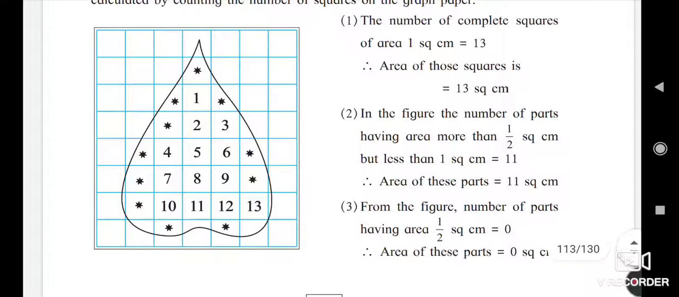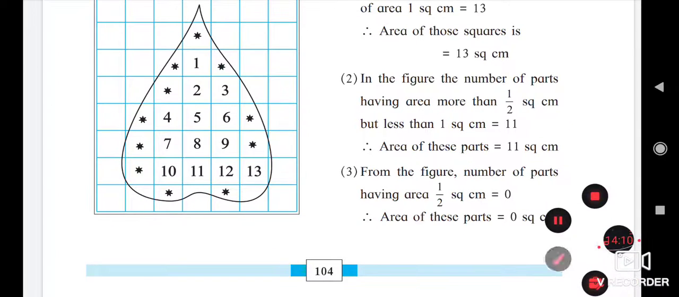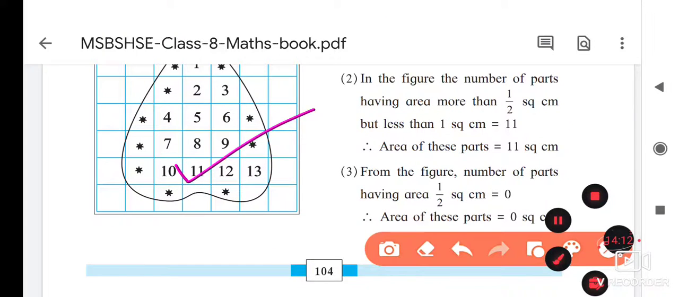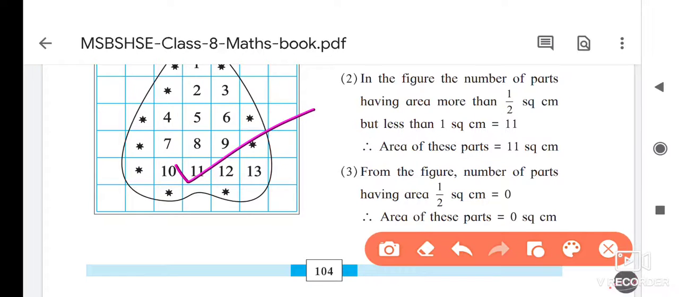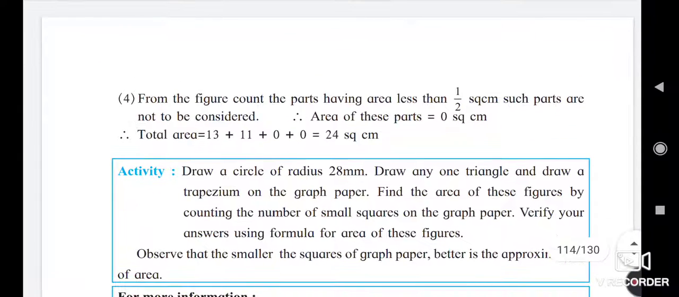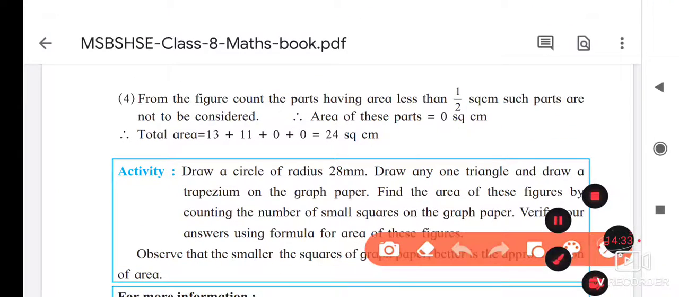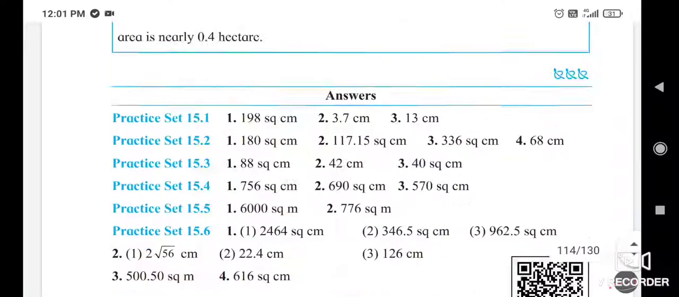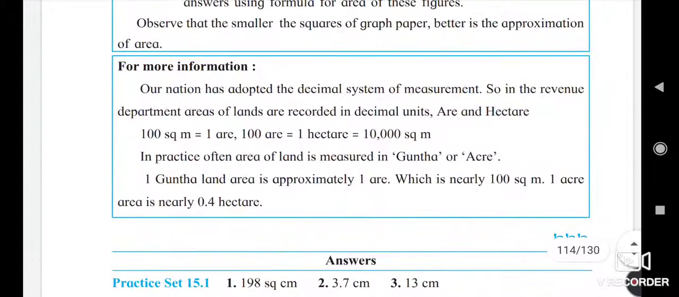Now we studied how to find the area of irregular shapes by using graph paper. Complete squares we count, half squares we count, and squares with more than half we also count, but we do not take into account squares whose area is less than half. In this way we studied how to find the areas of different shapes.